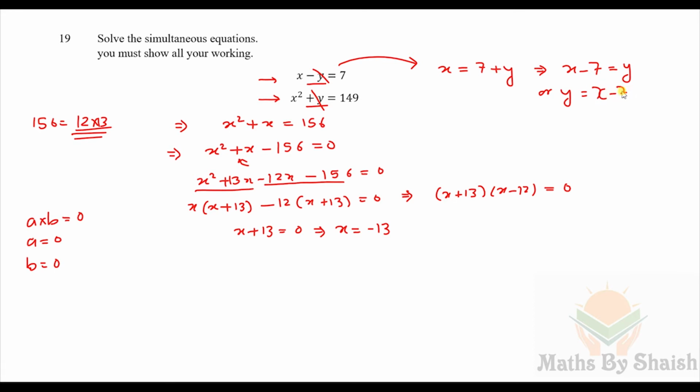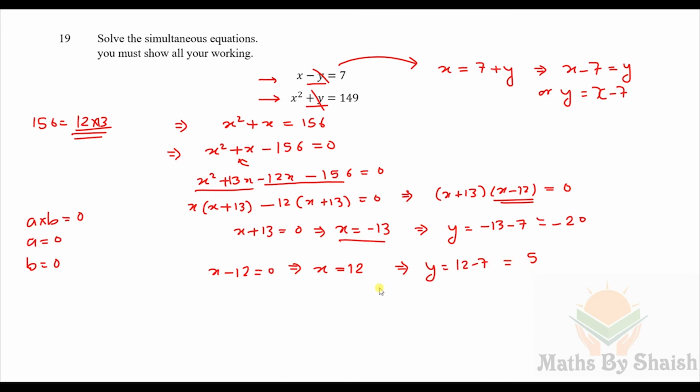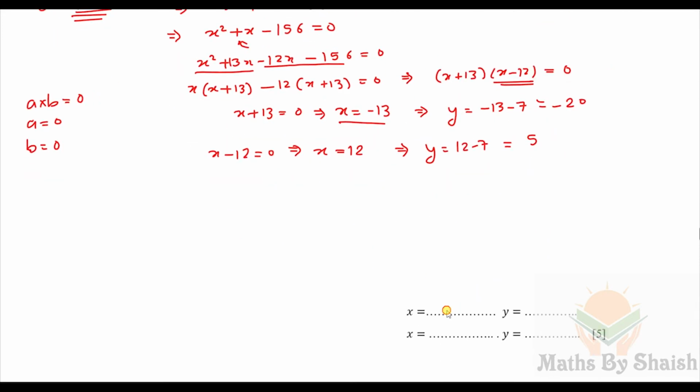Once I have the x value, I can calculate the y value from here. It is minus 13 minus 7, that is minus 20. Another is when x minus 12 is 0, means the other bracket is 0, you'll get x equals 12. When x equals 12, this means y equals 12 minus 7, that is 5. So I'll put these values in place. See, when x is minus 13, y is minus 20, and when x is 12, y is 5. I hope it is clear. Let's discuss the next question now.